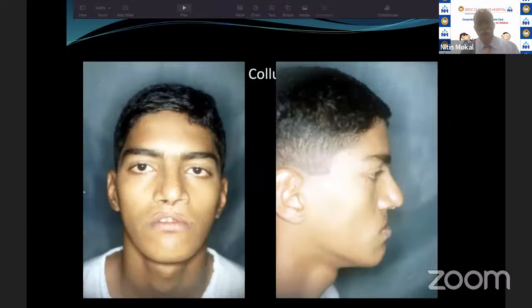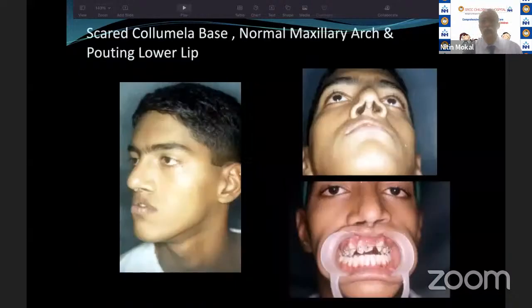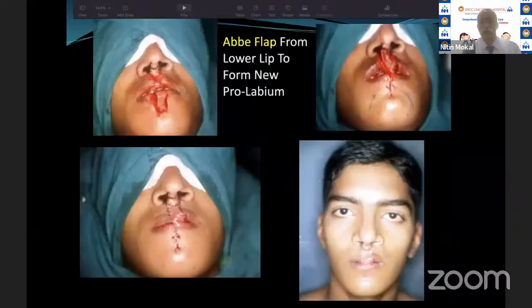Sometimes the midline soft tissue is deficient, and you can see in the profile that the lower lip is bigger than the upper lip. In that case, we use the tissue from the lower lip, called an Abbe flap. After good alignment, we do an Abbe flap, lower lip to upper lip, to provide the columella lengthening and a good lip projection.